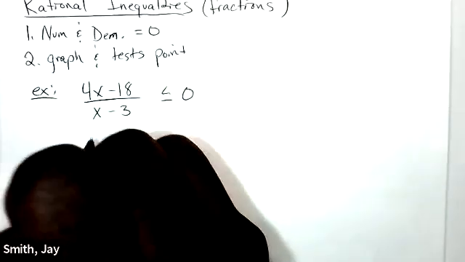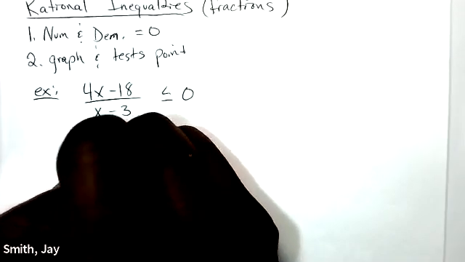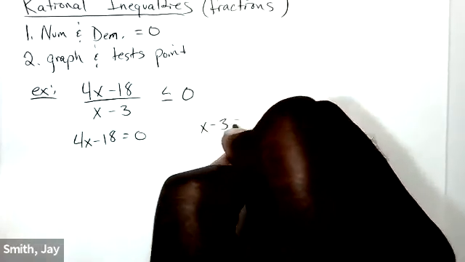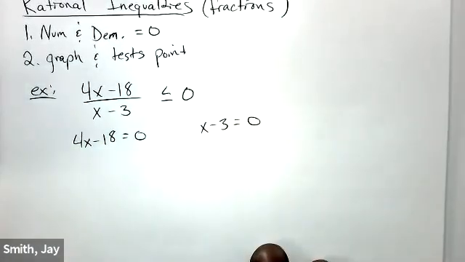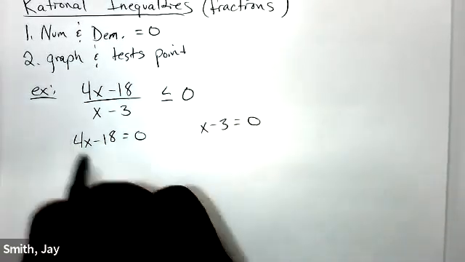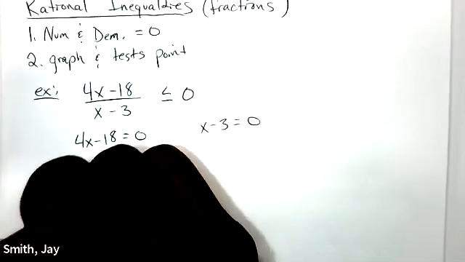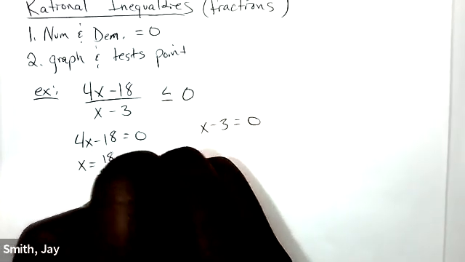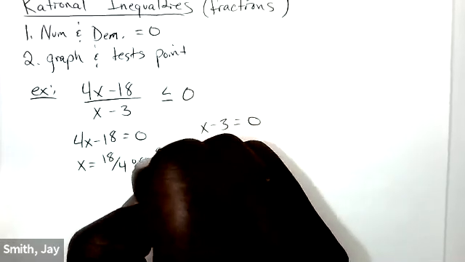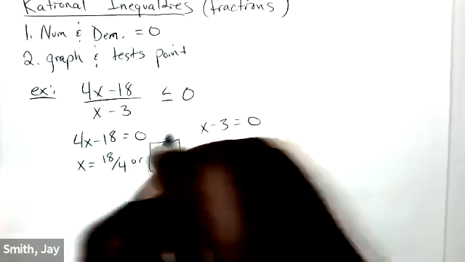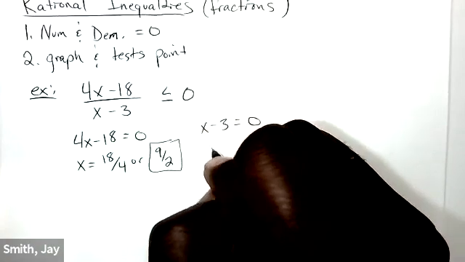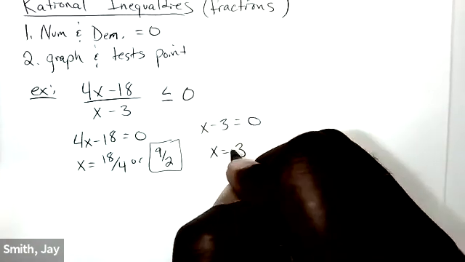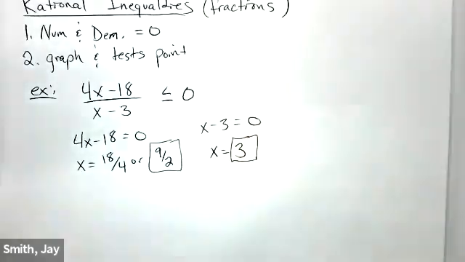So like it says, we're going to take the numerator, 4x - 18, and set that equal to 0. And our denominator, x - 3, set that equal to 0. Now, if we solve 4x - 18 = 0, we'll end up with a solution x = 18/4, which reduces down to 9/2. That's going to be one of my linchpin numbers. And of course, the solution for x - 3 = 0 is x = positive 3. That's going to be my other linchpin number.